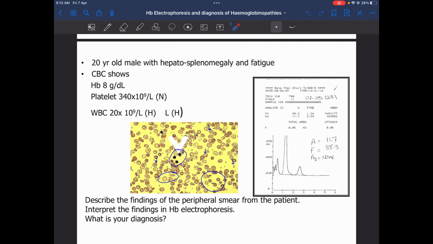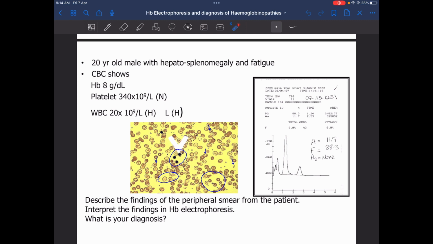Now, a 20-year-old male comes to us with hepatosplenomegaly and fatigue. When they talk about fatigue in the question, it most likely means anemia, okay? It's pointing towards anemia. When they talk about hepatosplenomegaly, both of them together, you can consider it to be something that's wrong with the blood, or some extramedullary hematopoiesis, right? Because they're both involved, your mind can sort of go in that direction.